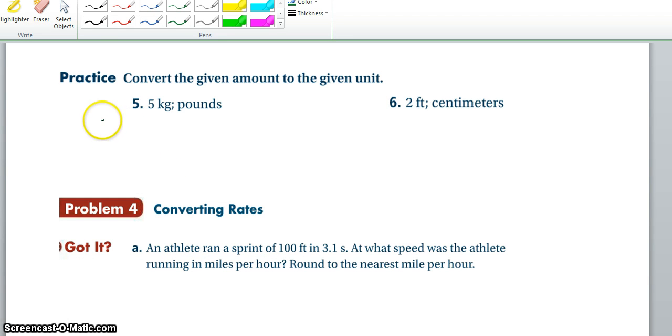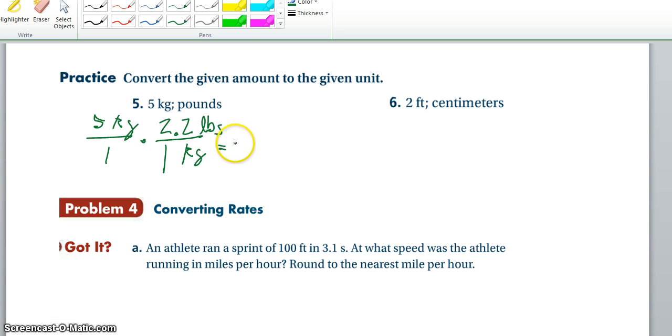So if we set up our 5 kilograms over 1 times, well, we know that kilograms has to go on bottom. What we found was 1 kilogram has 2.2 pounds. Pounds, the abbreviation is LBS, in case you were unaware. And 2.2 times 5 will give you 11. Sorry.